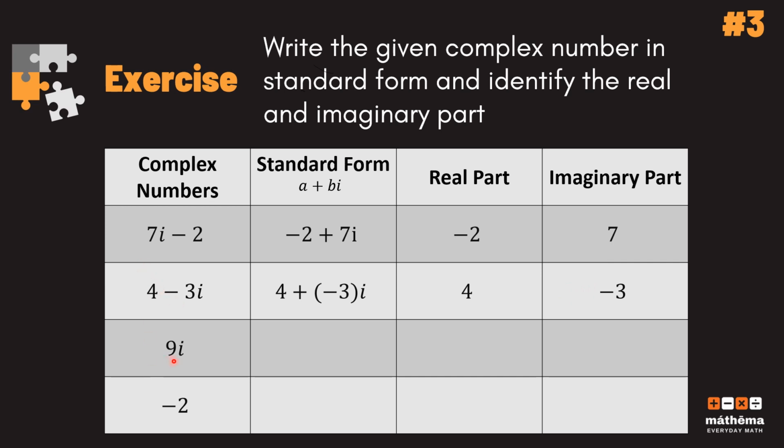Next example, 9i. So again, standard form is a plus bi. So actually, we don't have a real part here. So we will write 0 plus 9i. And then the real part will be, of course, 0. The imaginary part will be 9. And then, last one, we have negative 2. Standard form, we have negative 2 plus 0i. And then the real part will be negative 2. And then the imaginary part will be, of course, 0.